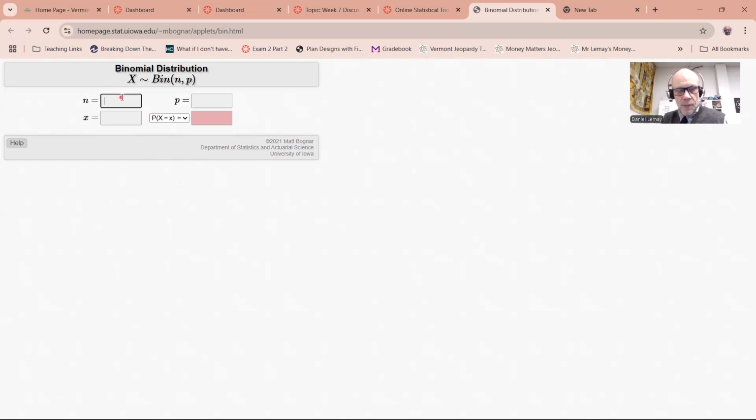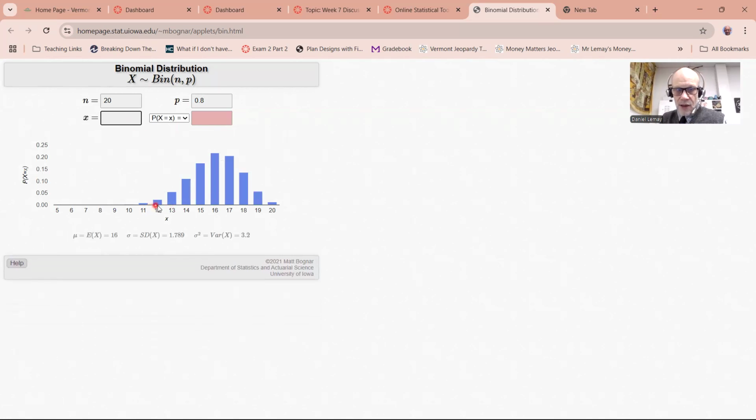Suppose I've got a sample size of 20 and a probability of success of 0.8, which is one I wrote up. And then I'm just going to graph that. See how that is a left skewed distribution? So we shouldn't be using the mean and the standard deviation to describe it. It's not a normal distribution.